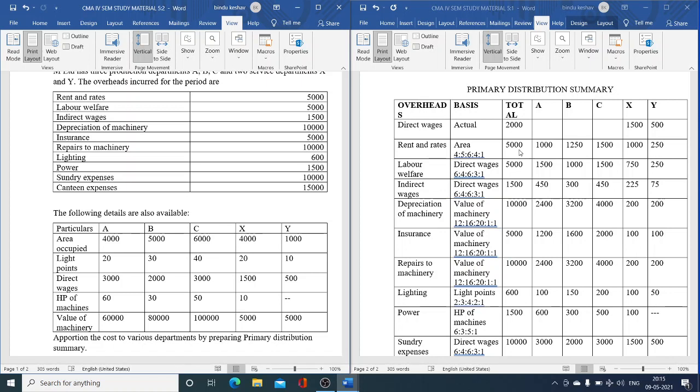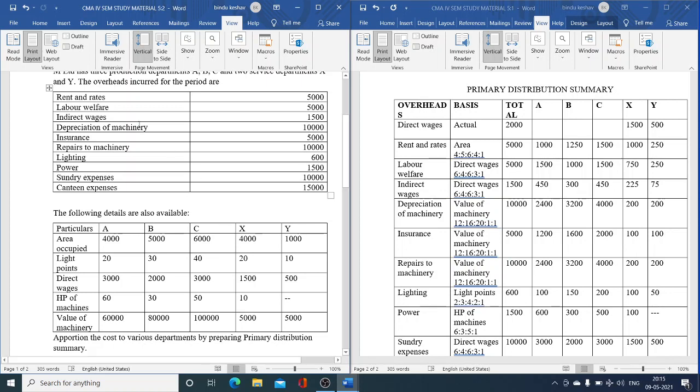Next one is 5,000 into 5 by 20, that is 1,250. Next one is 5,000 into 6 by 20, that is 1,500. Next one is 5,000 into 4 by 20, that is rupees 1,000. And the last one is 5,000 into 1 by 20, which is for the Y department, rupees 250. So first we have found out the basis. Next we have found out the ratio, which in this case is 4:5:6:4:1. Then we found out the total of the ratios. Then using that we have divided the overhead expenses to the various departments.